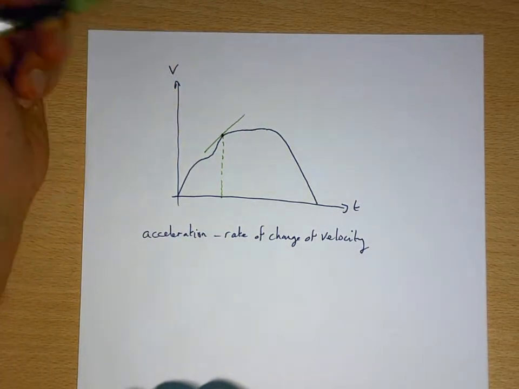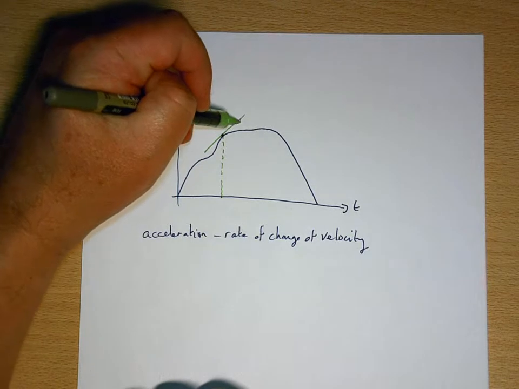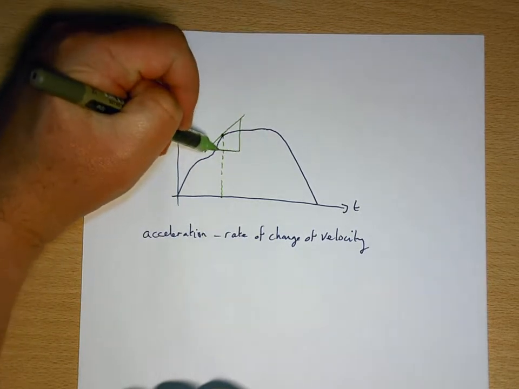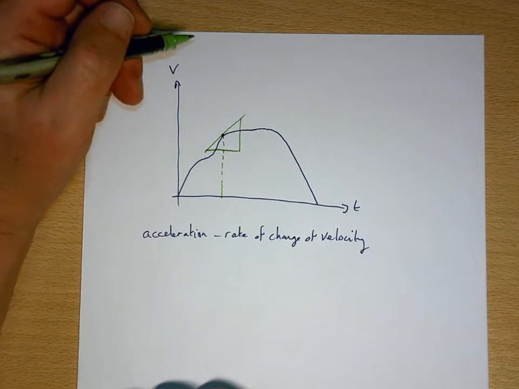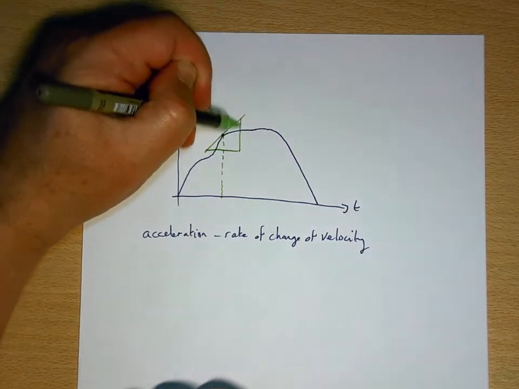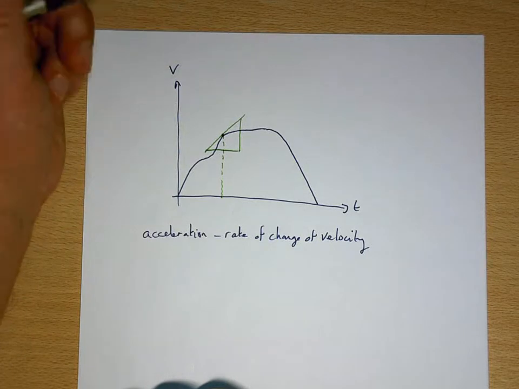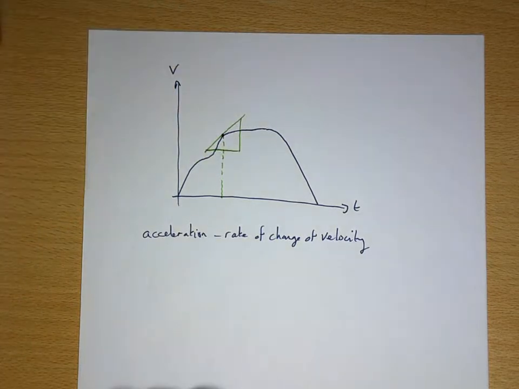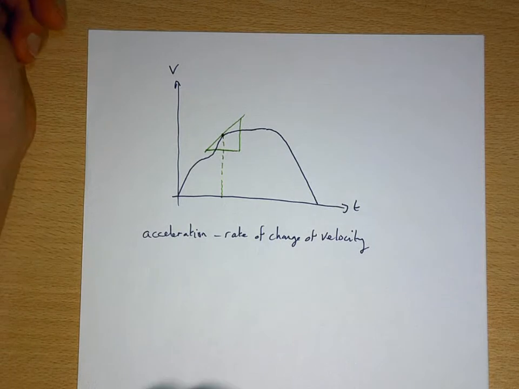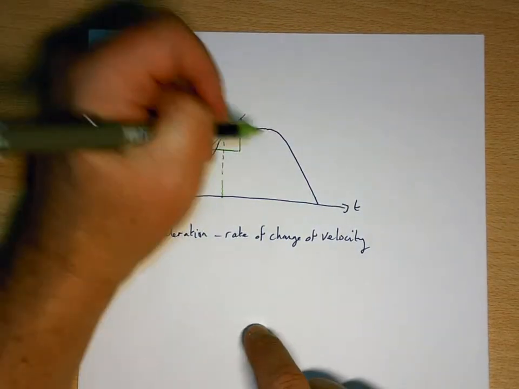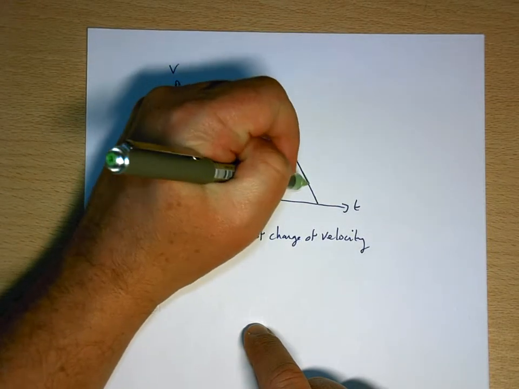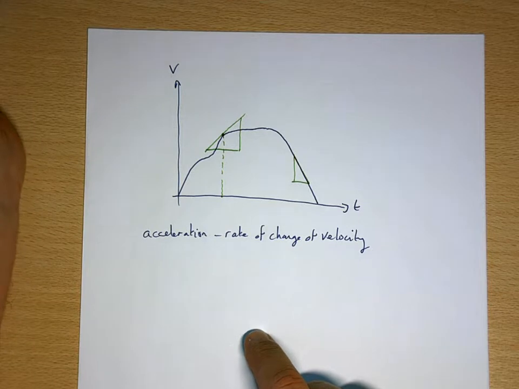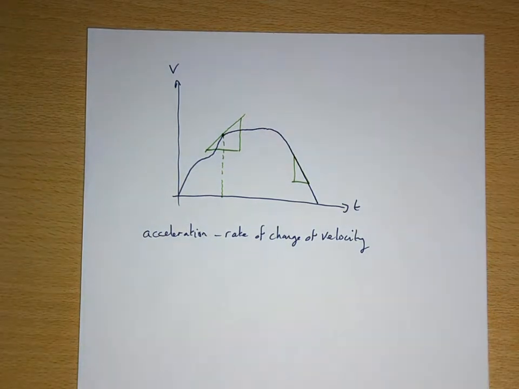So a tangent is only touching the curve at that point. And then from there you would work out the gradient in the same way you would to find the equation of a straight line. So you'd work out the vertical distance and divide it by the horizontal distance. That's an uphill slope, so it's going to be a positive gradient, so it's a positive acceleration. If you were to do it over here, then that would be a negative acceleration.